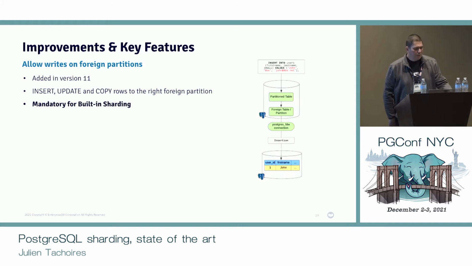Another important feature added in version 11 is the capability to write data into a foreign partition through a partitioned table. It means that the insert, update, or copy queries that are issued on the partitioned table are routed to the right shard node. Of course, this capability is more than an important feature. It's a necessary feature for built-in sharding.